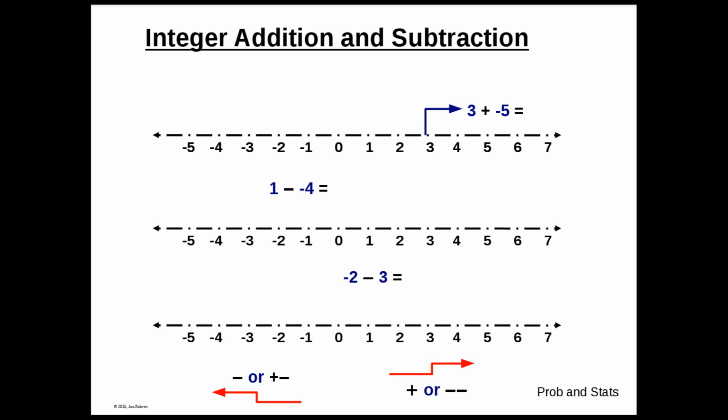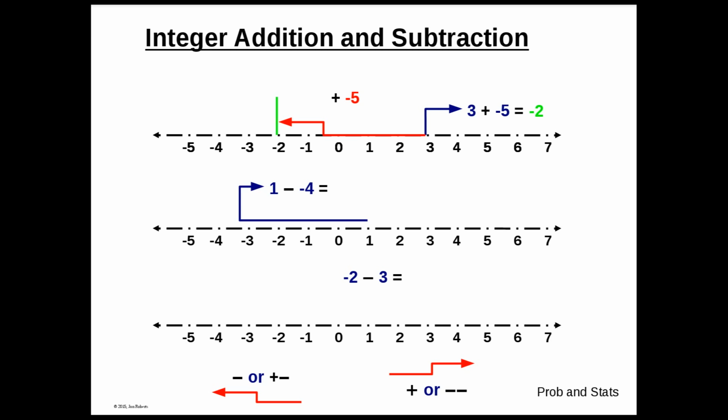The first number will be your starting point, say 3. If I'm going to add a negative 5 to 3, I'm going to move in a negative direction, or to the left on the number line, 5 spaces, and arrive at negative 2. So 3 plus negative 5 will be negative 2, as if I subtracted 5 from 3.